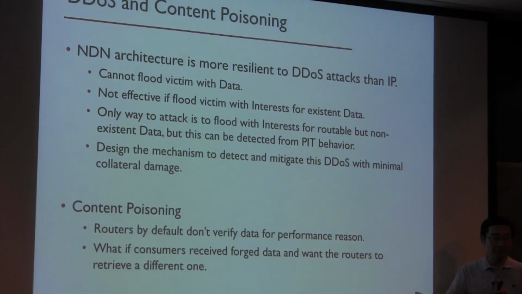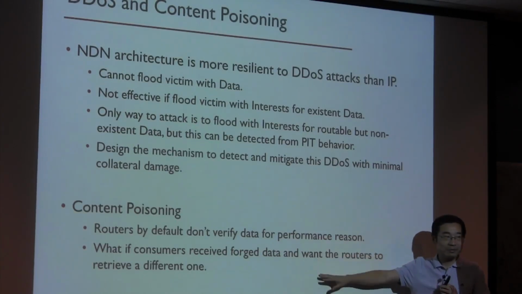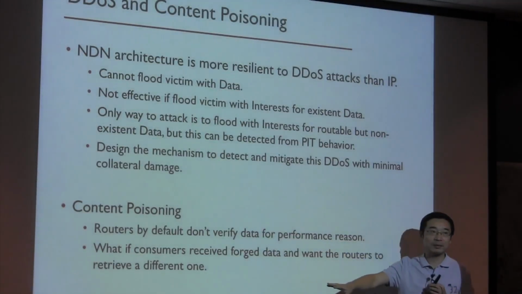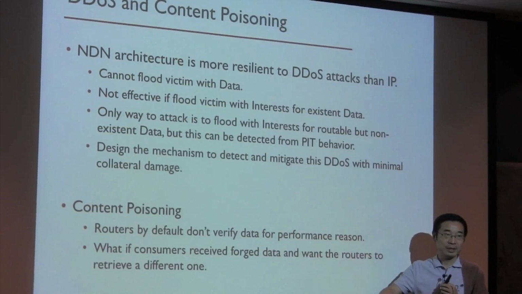How do we do that in a secure way? So how does the router trust this consumer telling the router to change this? And this is really a balance of performance. There's nothing preventing the router from verifying the data, because all the mechanisms are there. The router can verify the data the same way the consumer verifies the data.